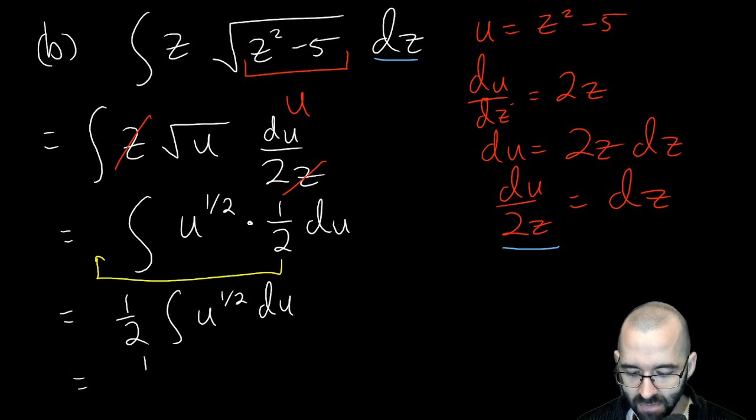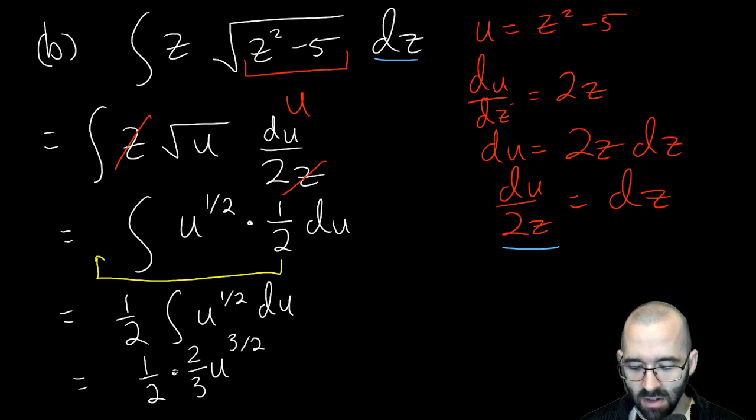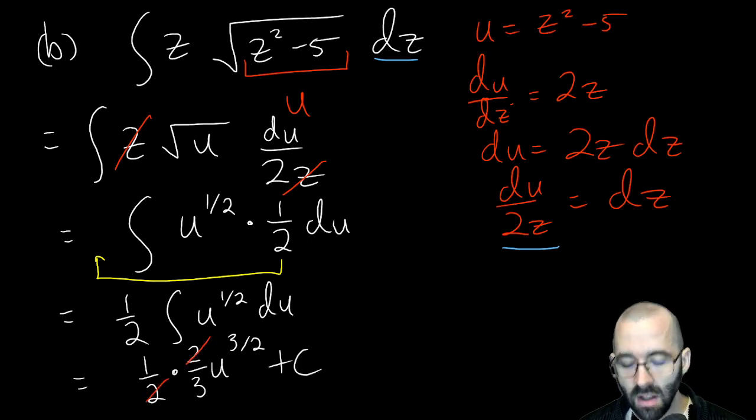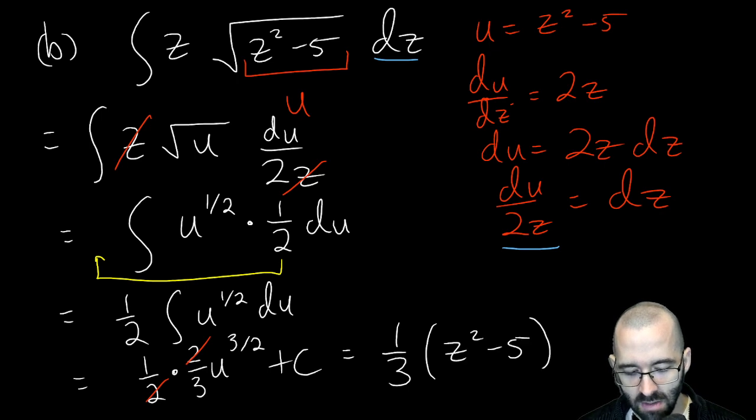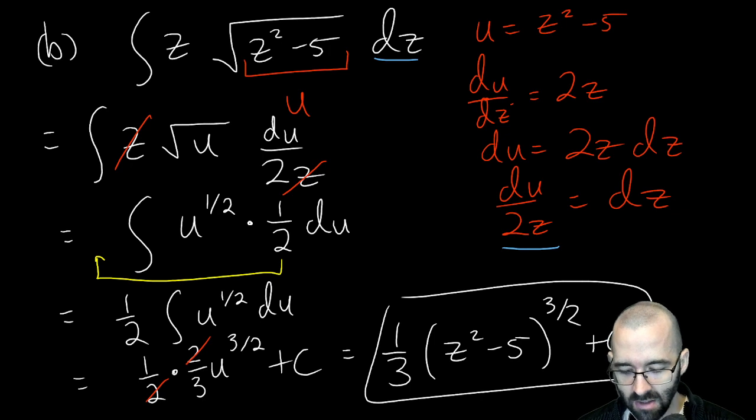But they're both fine. Now we take the antiderivative by adding an exponent and dividing by that new exponent. Dividing by 3/2 is multiplying by 2/3. Then we add c. We simplify to get 1/3 and substitute back in what u was. u was z squared minus 5. And we get this as our final answer.